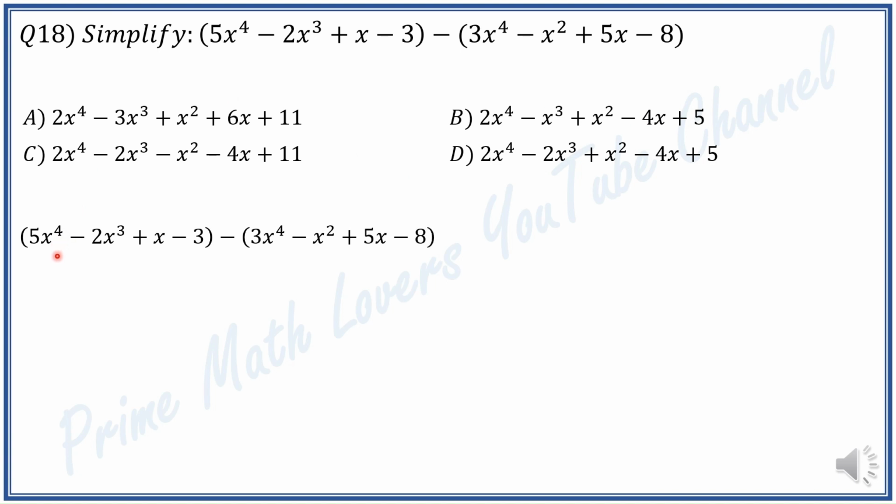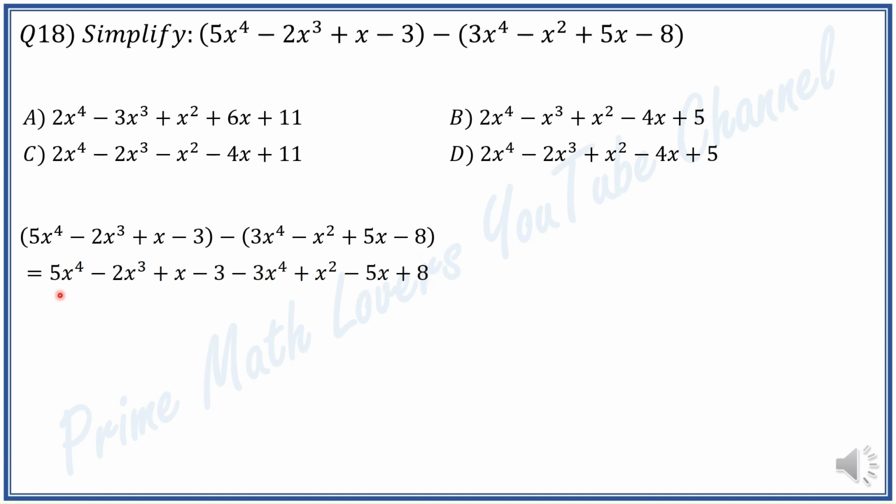So first we distribute negative to the second parenthesis. So first one will be the same and second one will be minus 3x to the power of 4 plus x squared minus 5x plus 8.